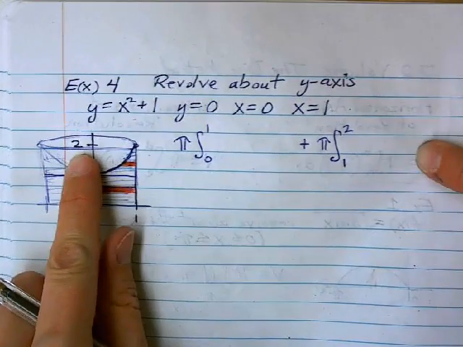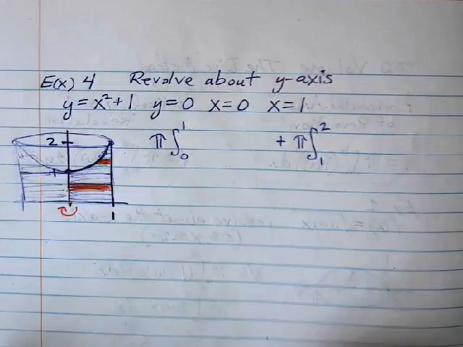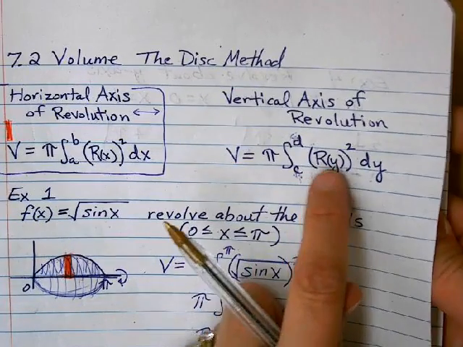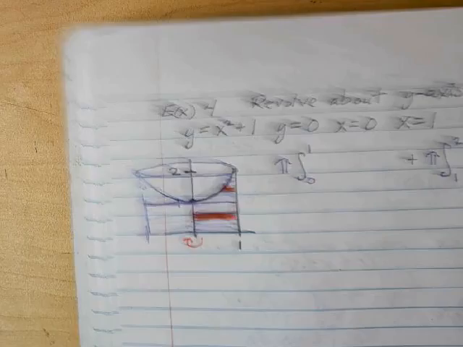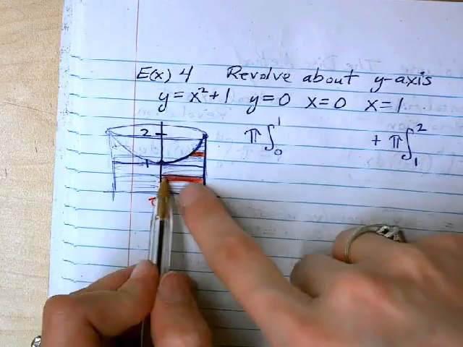Okay, so again, referring to the formula, it's pi r squared dy. So this is all solid down here. What's the radius, or how tall is that red rectangle I made? That radius is just 1.